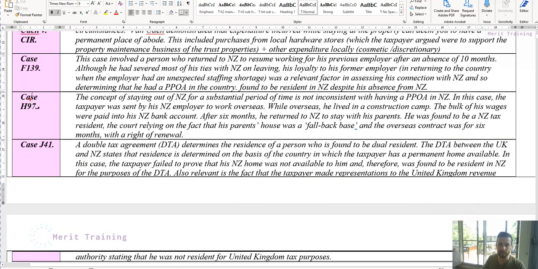Next case is Case H97. The concept of staying out of New Zealand for a substantial period of time is not consistent with having a PPOA in New Zealand. Sorry, it says not inconsistent. So it's saying it is consistent with having a PPOA. So basically, just because you're outside of New Zealand for a long period of time doesn't mean that you don't have a PPOA in New Zealand.